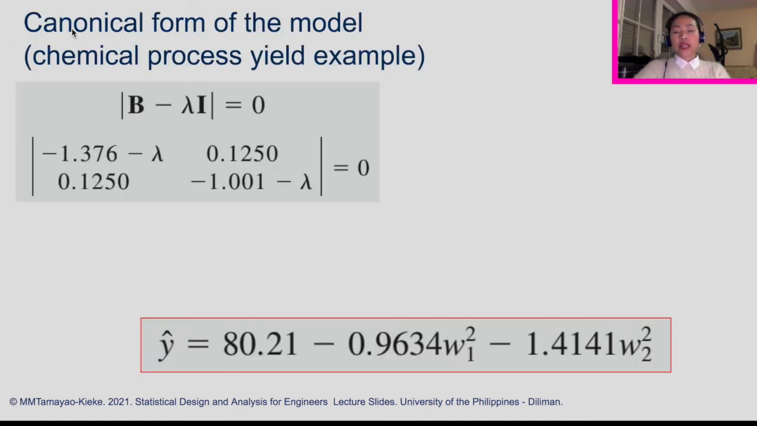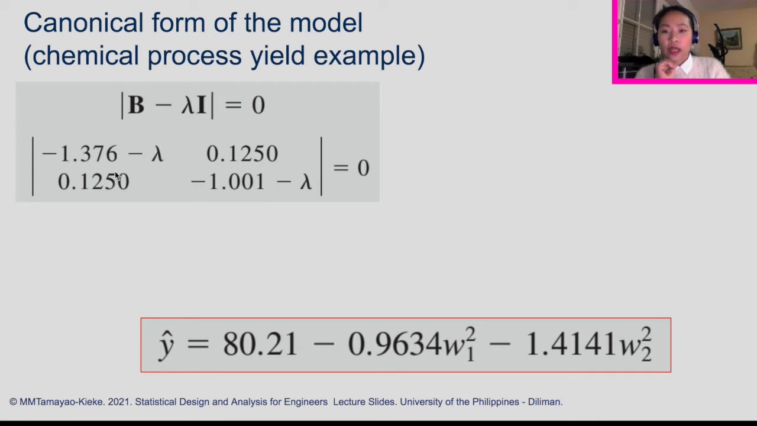So, we translate the previous model into canonical form. Basically, we want to get the roots of the determinantal equation, and this would be the determinantal equation. Taking the roots of the determinantal equation would actually yield the eigenvalues. So the determinantal equation would be this one.